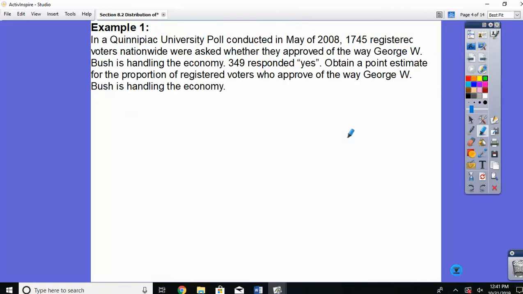A poll in 2008 found that 1,745 registered voters nationwide were asked whether they approved of the way George W. Bush was handling the economy. 349 responded yes. Obtain a point estimate for the proportion of registered voters who approve of the way George W. Bush is handling the economy. So I'm asking for the point estimate, the p hat. Even if I hadn't taught you anything today, what would you think you should do here? 349 over 1,745. And you would be correct.